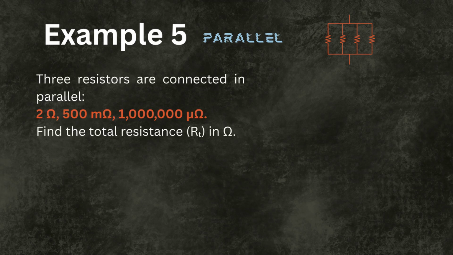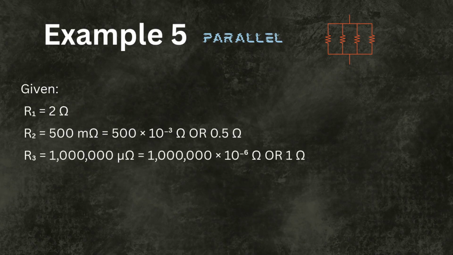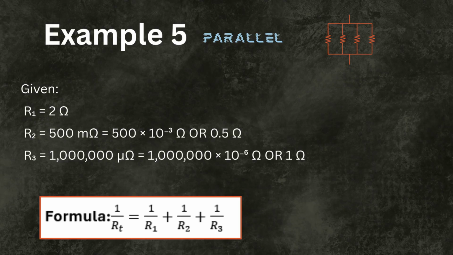Example 5. 3 resistors are connected in parallel, 2 ohms, 500 milliohms, and 1 million micro-ohms. Find the total resistance in ohms. Given, resistance 1 equals 2 ohms. Resistance 2 equals 500 milliohms, or 500 times 10 to the power of minus 3 ohms, which equals 0.5 ohms. Resistance 3 equals 1 million micro-ohms, or 1 million times 10 to the power of minus 6 ohms, which equals 1 ohm. The formula is 1 divided by the total resistance equals 1 divided by resistance 1 plus 1 divided by resistance 2 plus 1 divided by resistance 3.